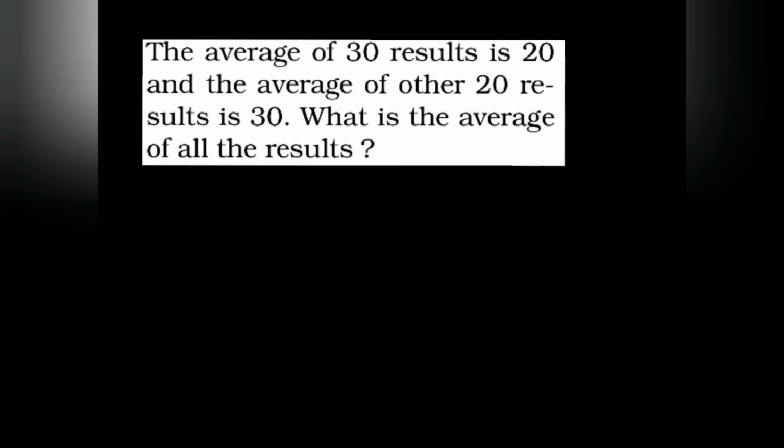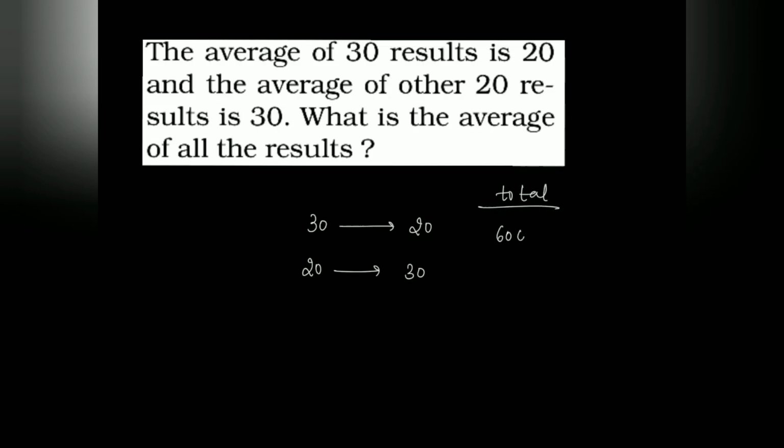Look at this sum. The average of 30 results is 20 and the average of the other 20 results is 30. What is the average of all the results? Now it's kind of a grouping question. So I'm going to give you the basics of what happens when you combine two groups. In the first group there are 30 members and the average is 20. In the second group there are 20 members whose average is 30. You're going to find the total.